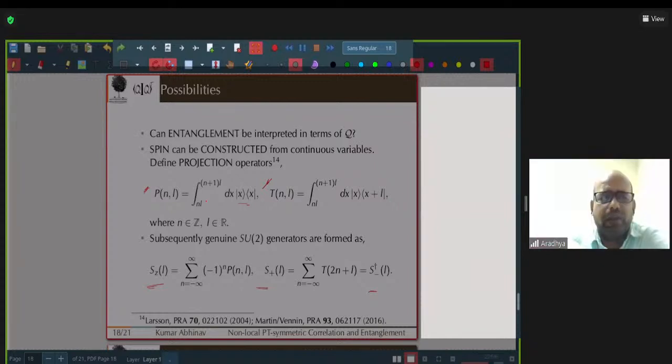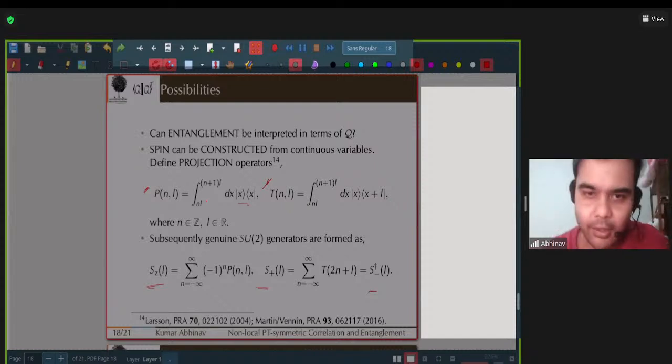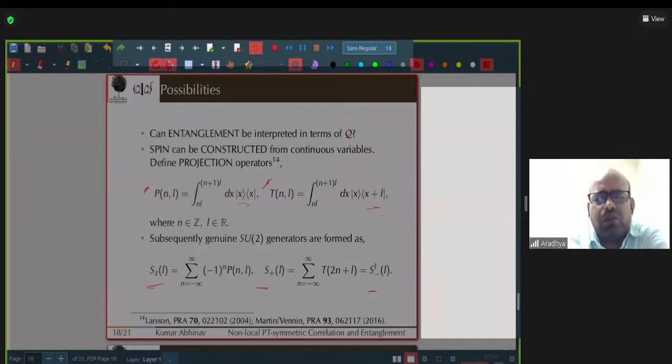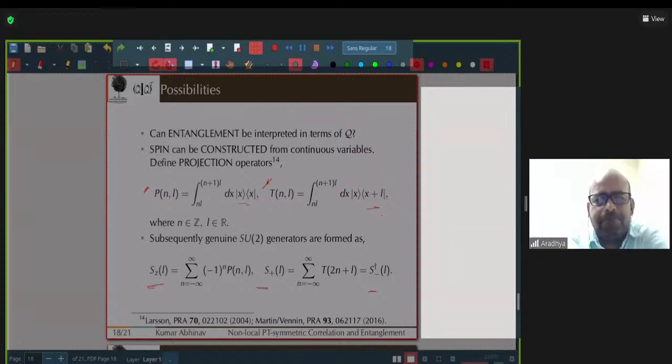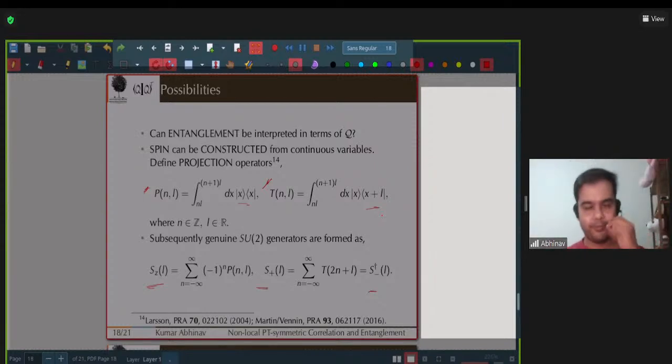There are two kinds of projection operator. What is the difference between the two? T1 is a shifted one. If you can see, there is an x plus L term here. It actually maps a shifted point to that same interval. If you consider T dagger, it will be x minus L. So these are both projection operators.